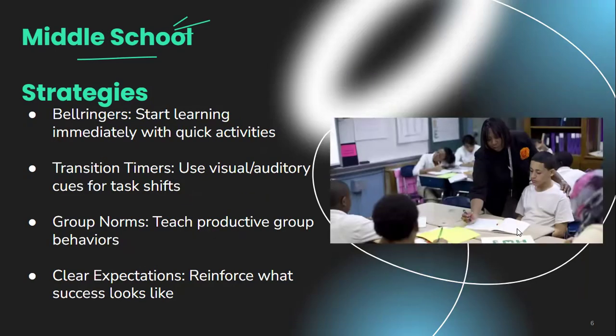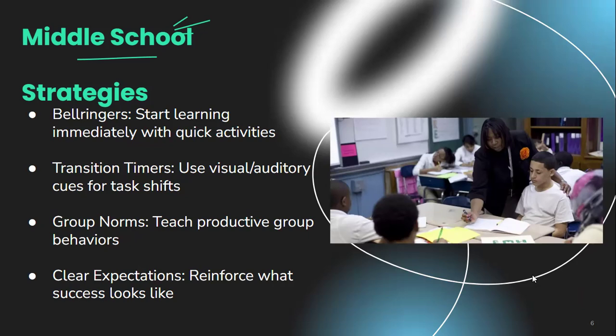Let's go ahead and move to look at the middle school strategies. Middle schoolers benefit from strong routines as well. Bell ringers, transition expectations, these types of things help them to stay focused and reduce those social distractions. Teaching collaboration norms prevents time wasting during group work. So during your field experiences, look for these things.